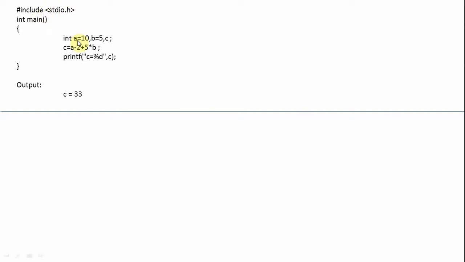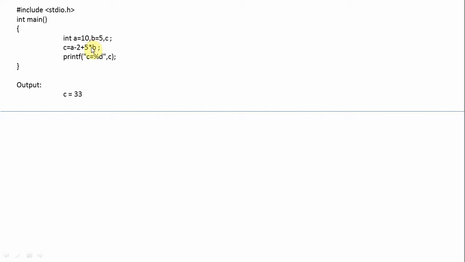In this example, I have taken three variables, namely A, B and C. Variable A has been initialized with the value 10 and variable B has been initialized with the value 5. I am going to write down C is equal to A minus 2 plus 5 into B. So this constitutes your expression. A minus 2 plus 5 into B, this is an expression. Now we are going to see the order of execution of these operators.